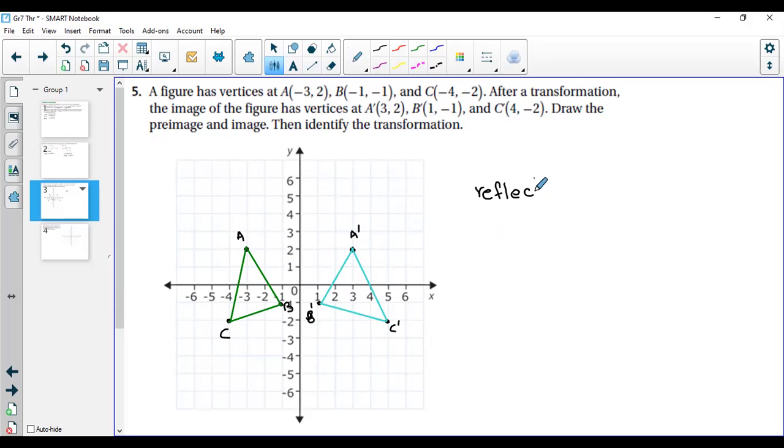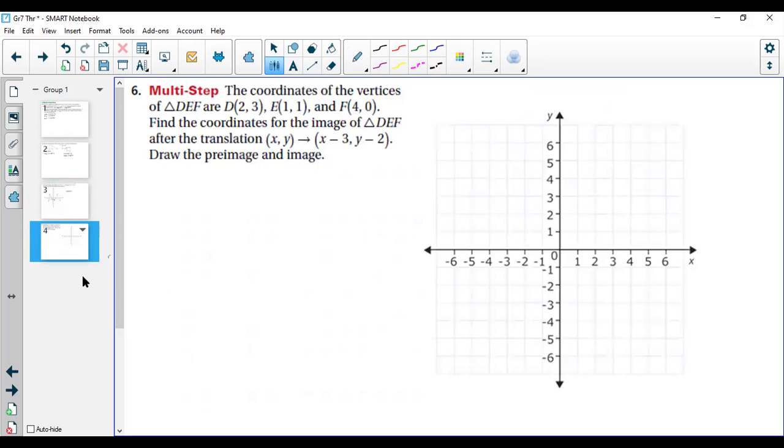So the transformation is a reflection. This is how you identify transformation. So just a reflection because the AC became to this side, that's all. Okay, so easy. Let's do one more question.